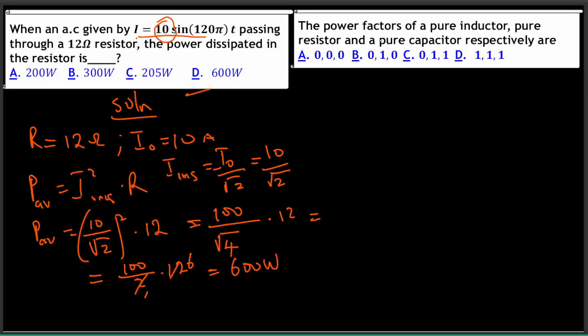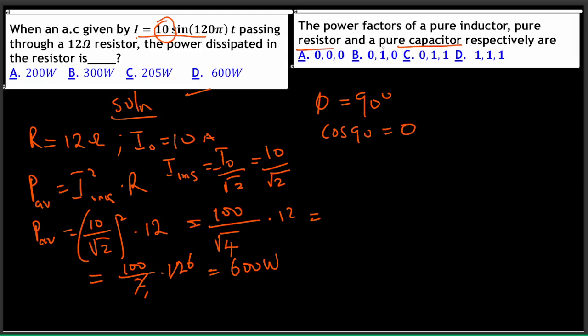Is that okay? All right, so what about here? The power factors of a pure inductive, pure resistive, and pure capacitive circuit respectively are what? I need you to know that for a pure inductive circuit, we have the angle of lag. Remember that current is lagging behind voltage. So the angle of lag is 90 degrees. That means power factor cos 90 will give us 0. Okay? All right.